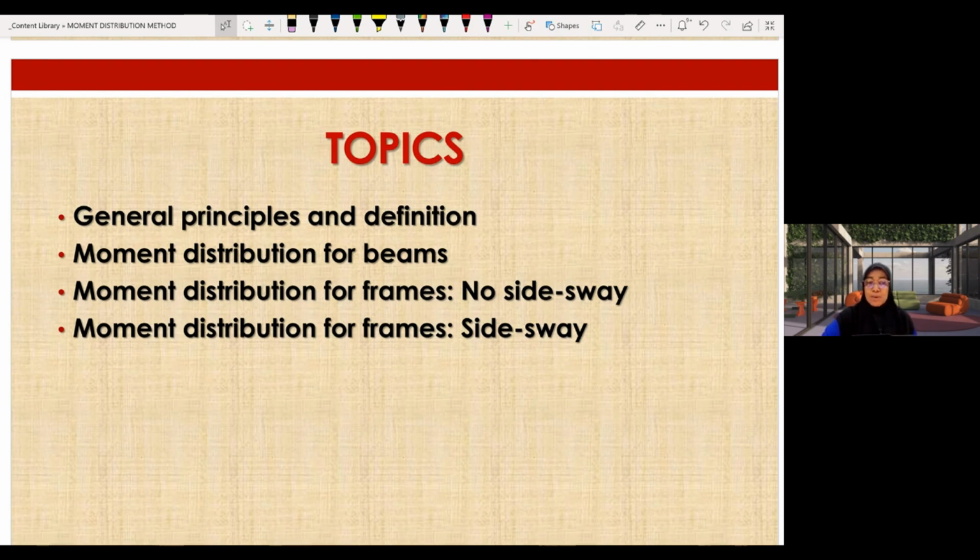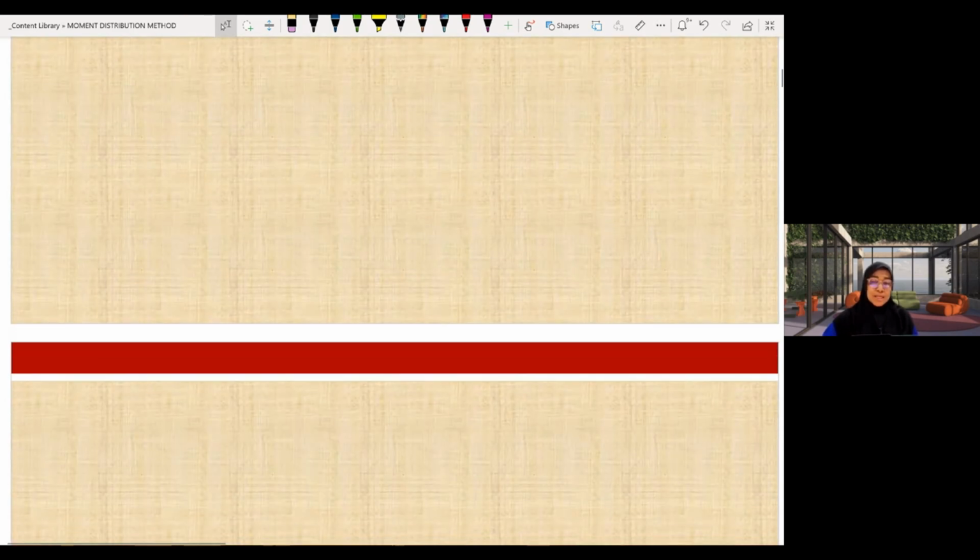Before we continue, in this session I would like to explain some general principles and definitions. The scope of the moment distribution method: we analyze beam as well as frame types of structure only. In beam analysis, we have to consider support settlement whenever the settlement value is given in the question. For frame analysis, there are two types: number one is no side sway frame, and number two is side sway frame. So this is the coverage of the moment distribution method.